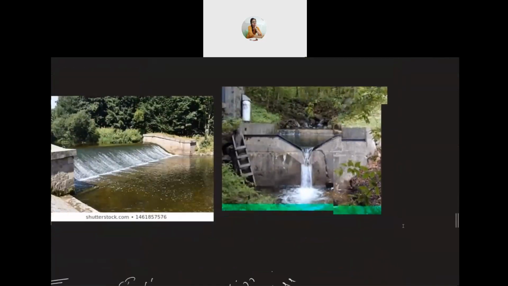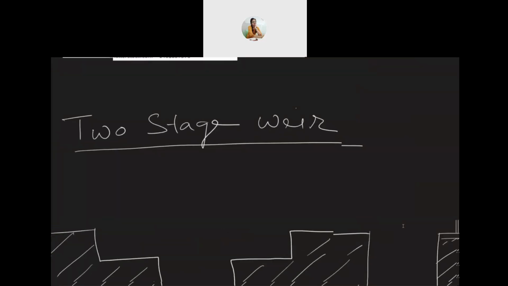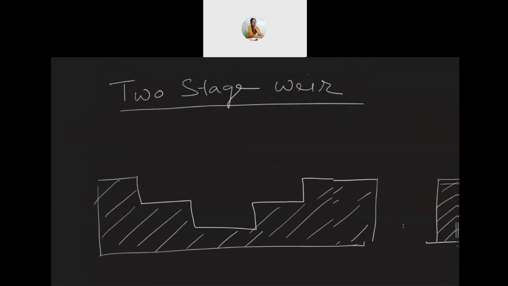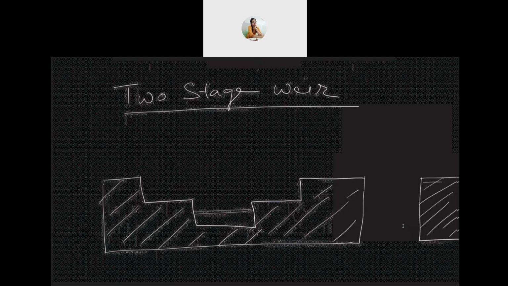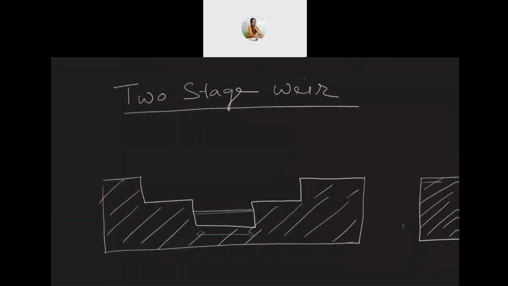Sometimes two-stage weirs or notches are also used. That is, if the range of discharge to be measured is very wide, that is, sometimes the value of discharge will be very small, sometimes very large. So in that case, we may provide this kind of two-stage weirs or notches. For small discharges, since the width of the notch or weir is small, it will require a larger head. Similar is the case for this kind of weir.